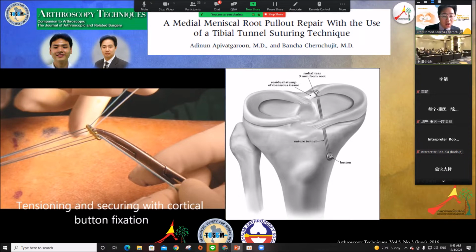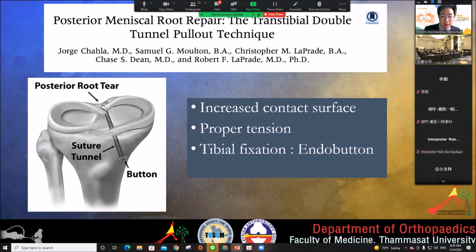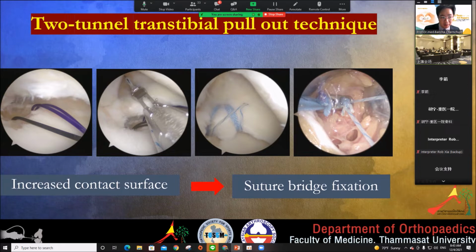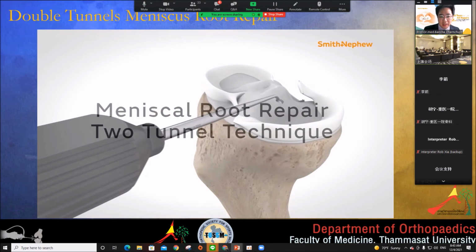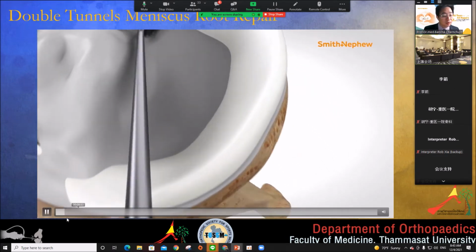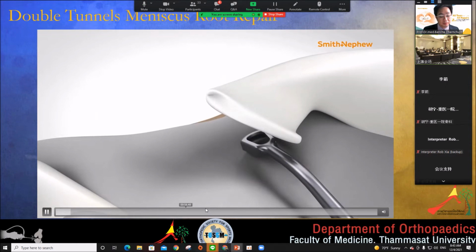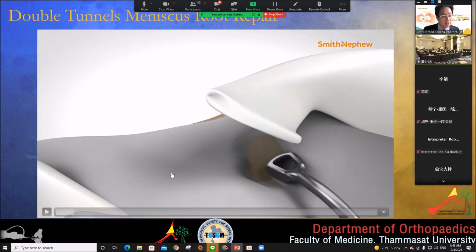So now we are talking about the double tunnel technique. Okay, this was proposed by Professor LaPrade. He proposed this technique because you can increase the contact surface, proper tension, and stable tibial fixation with the endobutton. Okay, so this is the two tunnel transtibial pull-out technique. Okay, I'll show you the technique. So using the open ring curette, clear away any remaining tissue and cartilage at the site where the meniscus will be. This is the technique from Smith & Nephew.